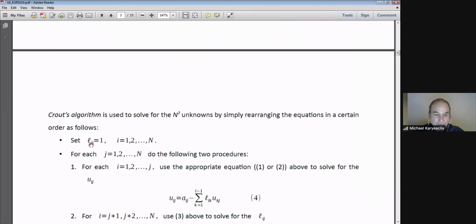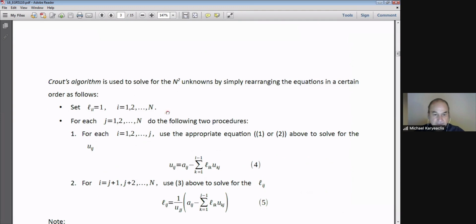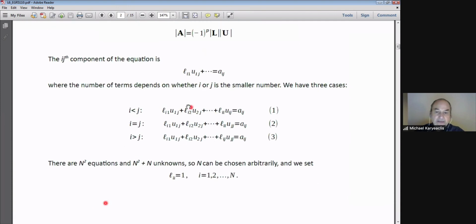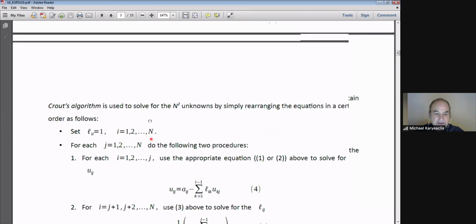Okay, so what do we do? First of all, we set all the Lii equal to 1. That takes care of the n unknowns, and then we're left with n squared of them. For each of the j's now, we pick j = 1, 2, all the way to n. There are two procedures, depending on whether i is less than j or j is less than i, to utilize the proper equation from here. But other than that, the algorithm is pretty straightforward.